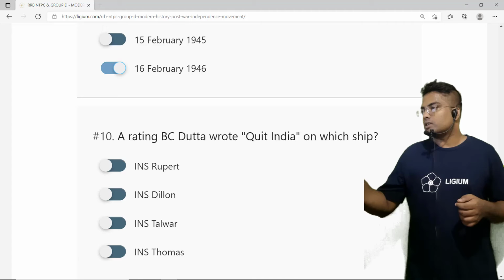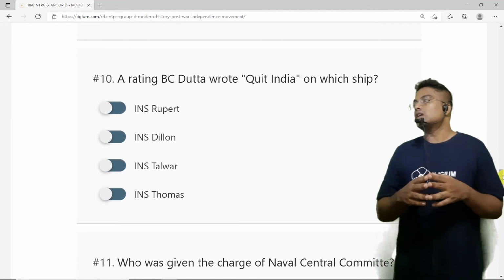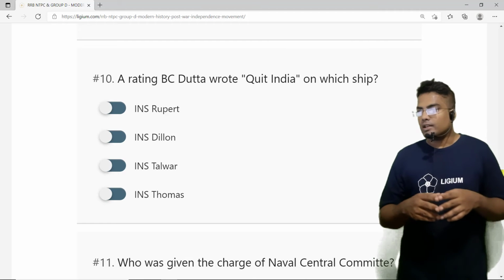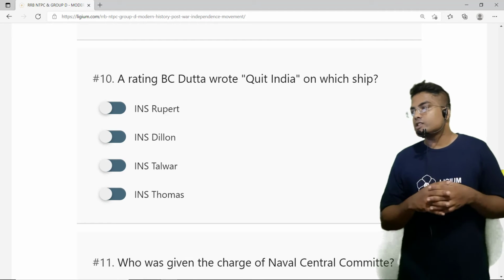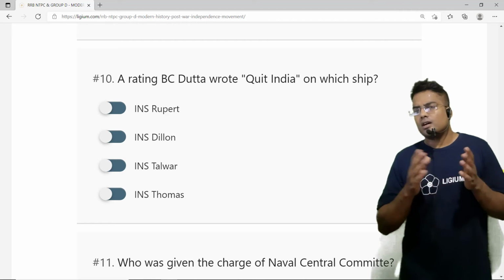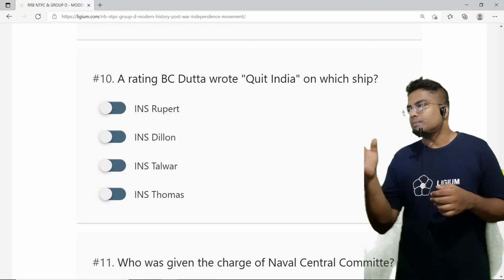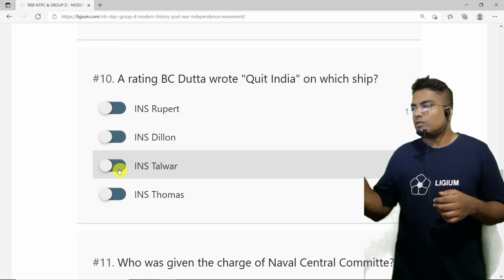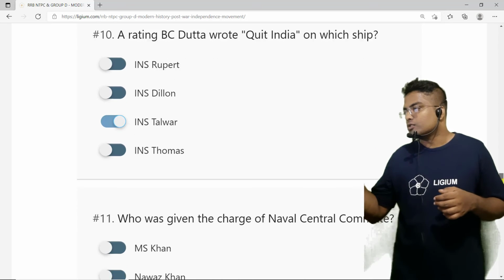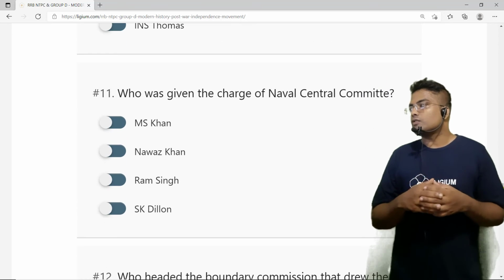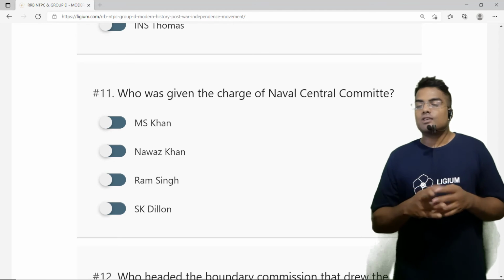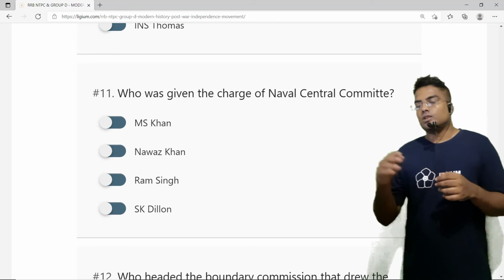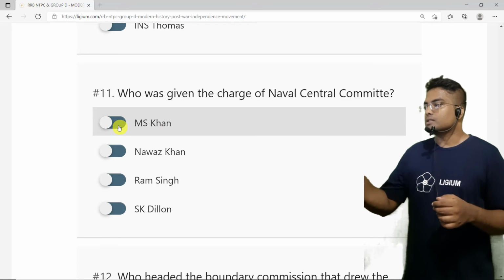Let's explore the 10th question. On which ship did the rating BC Datta write Quit India? It was the ship INS Talwar, on which the rating, a small navy officer, BC Datta, wrote Quit India. Then we have the 11th question. Who was given the charge of the Naval Central Committee? It was MS Khan who was given the charge of the Naval Central Committee. So the correct answer is option A, MS Khan.